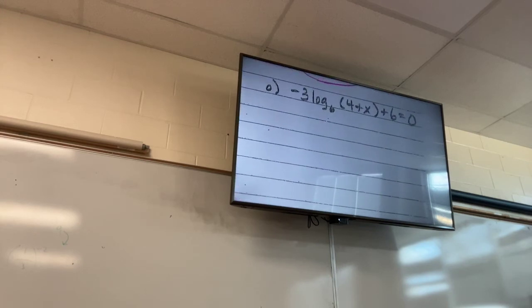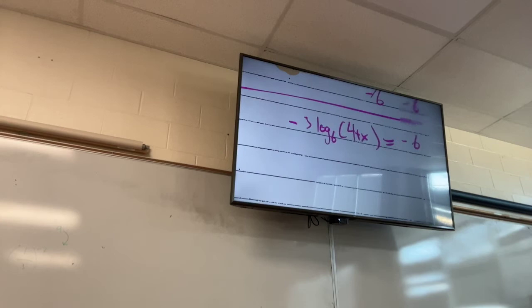We want to get what by itself first? We want to get the log by itself, so we need to subtract 6. You could do 5 first and then subtract. It'd be kind of a bear, but you can do it. I recommend against it. Now we can divide by -3.